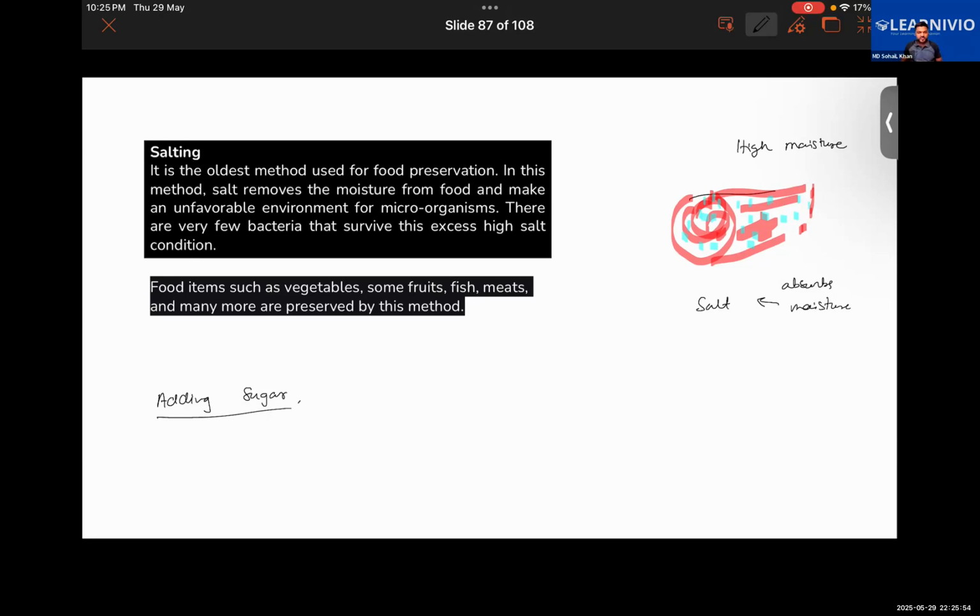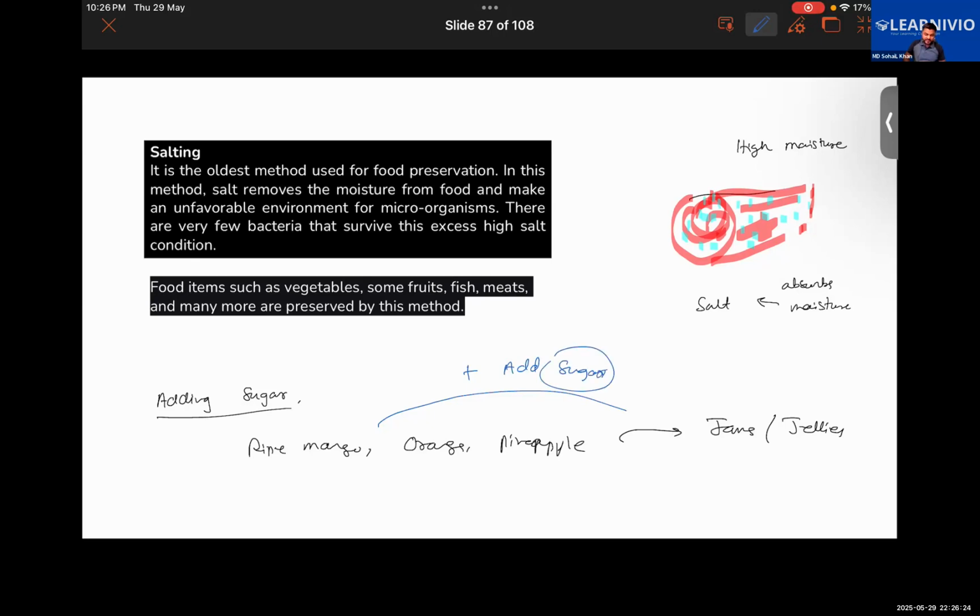Now the question is, how does the addition of sugar help in this? Like we have ripe mango, oranges, pineapple, let us suppose. What do we do? We convert them into jams or jellies. How do we do so? Here we basically add sugar to them. Now, when an excessive amount of sugar is added, it makes an unfavorable environment for the microorganisms to grow. Sugar in high concentration is added, so microorganisms will not grow.